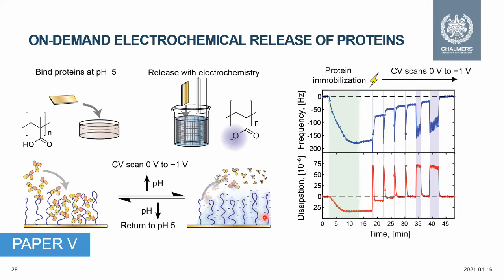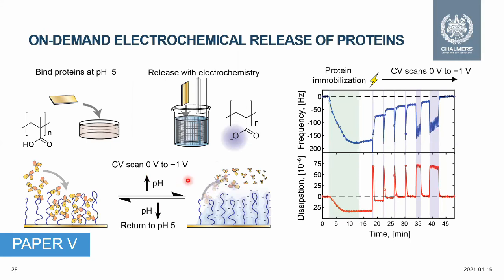So in paper 4, we released proteins from polymethacrylic acid brushes by exposing the liquid to a high pH solution. Now we no longer need to do that. Now we can, by the click of the computer button, electronically release proteins from the surface.